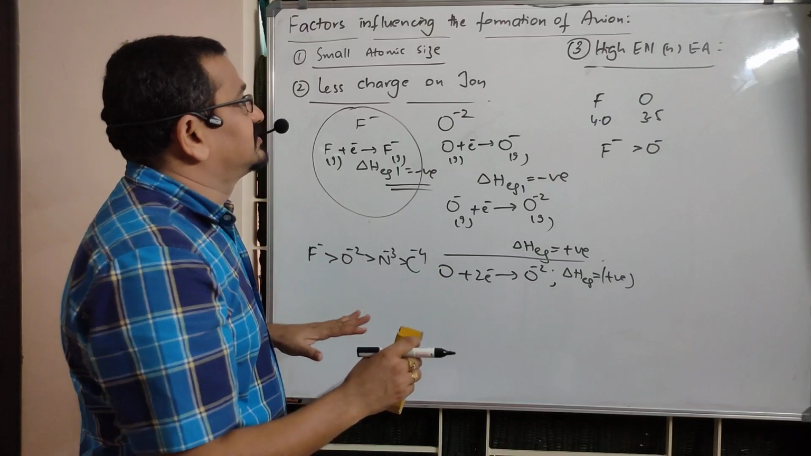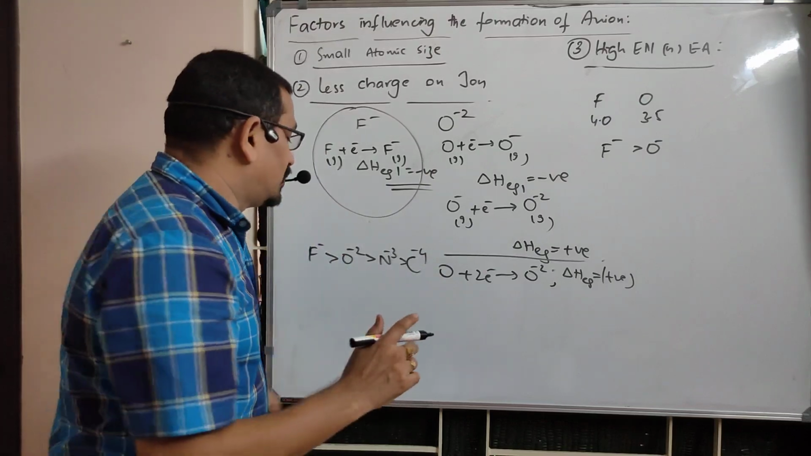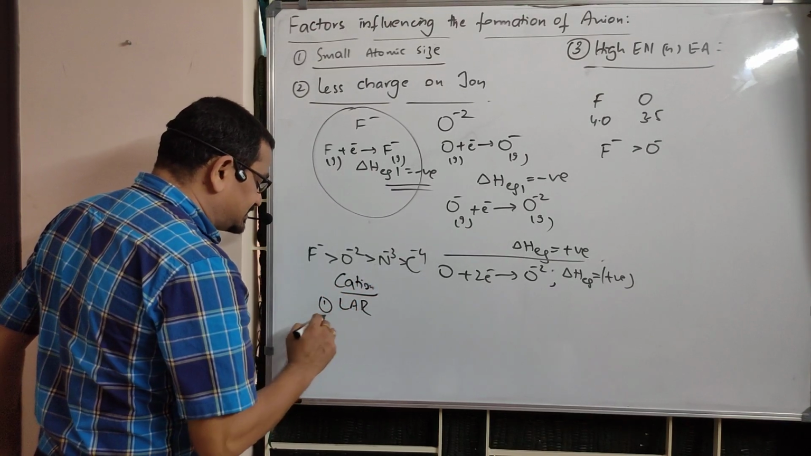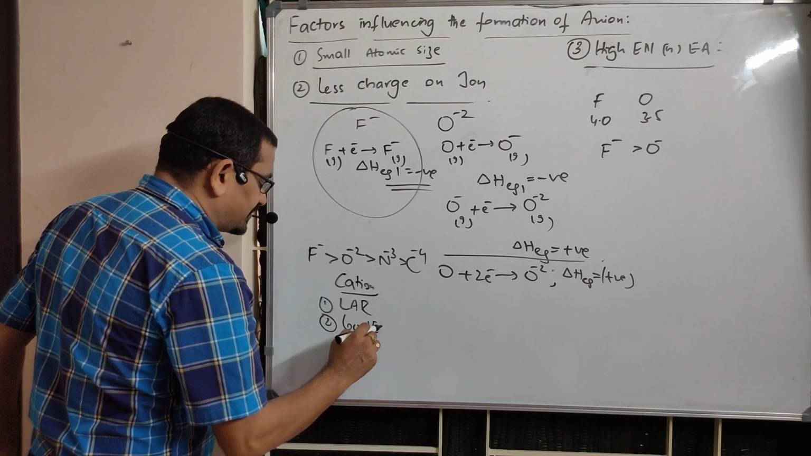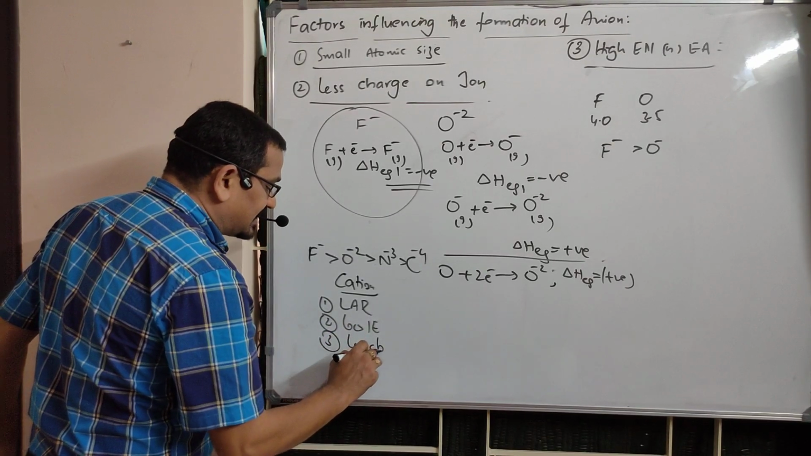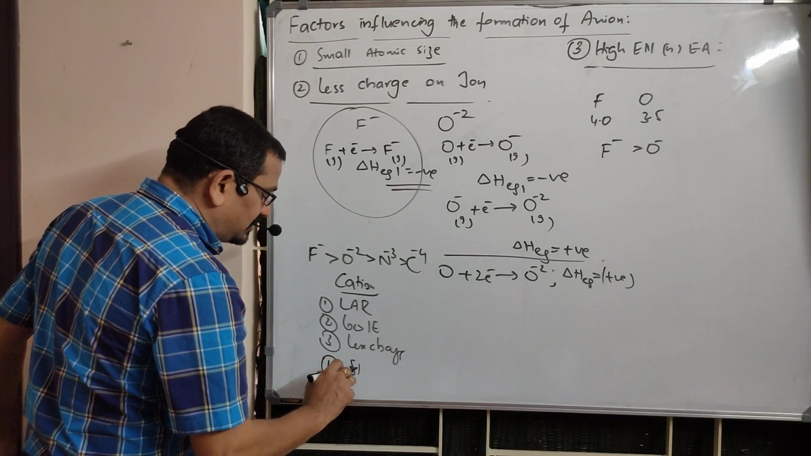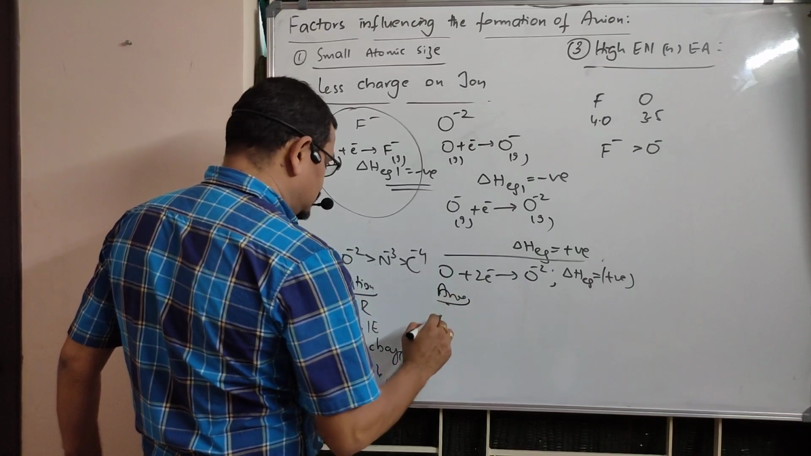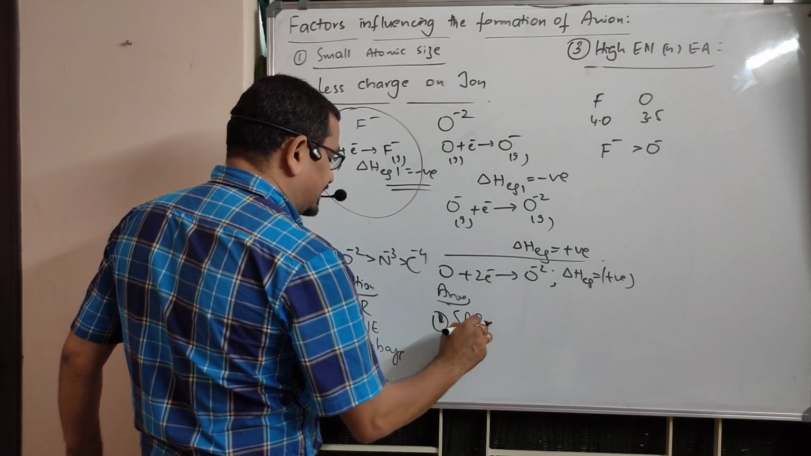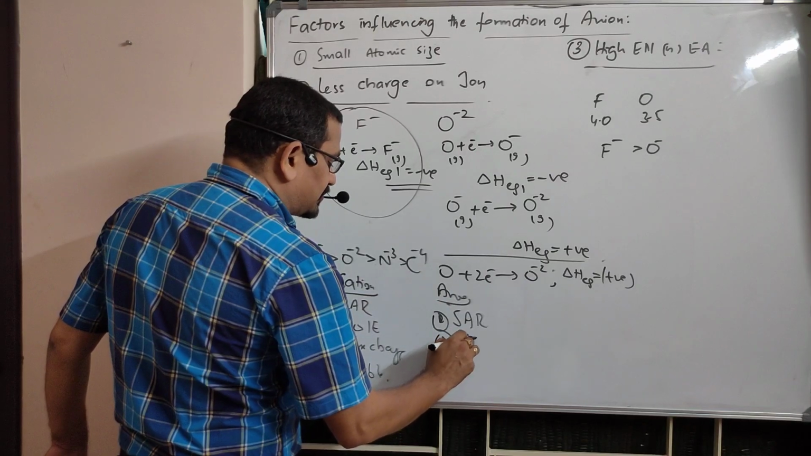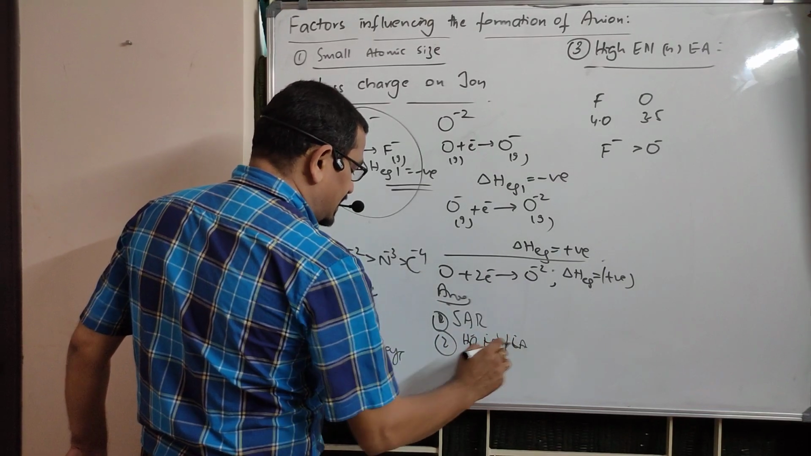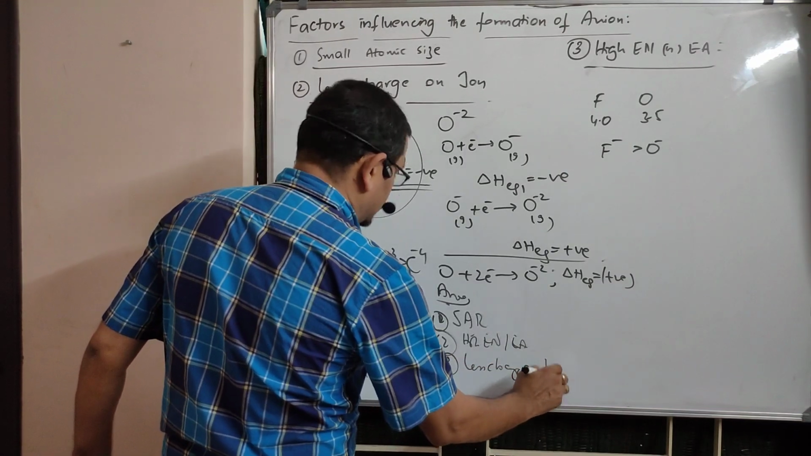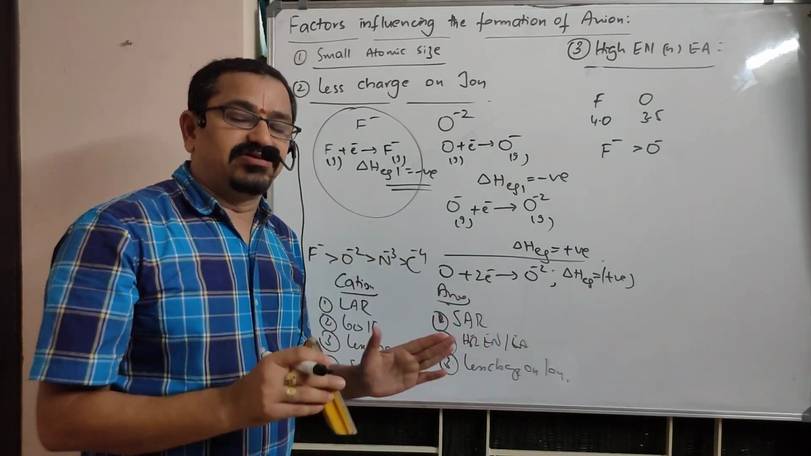Thus, these are the factors that influence the formation of anion. What are the factors for cation? Cation factors are large atomic radius, low ionization enthalpy, less charge on cation, and the fourth one is stable inert gas configuration. What are the factors influencing the formation of anion? First one is small atomic radius. Second one is high electronegativity and electron affinity. And the third factor is less charge on ion. Right? So these are the factors.